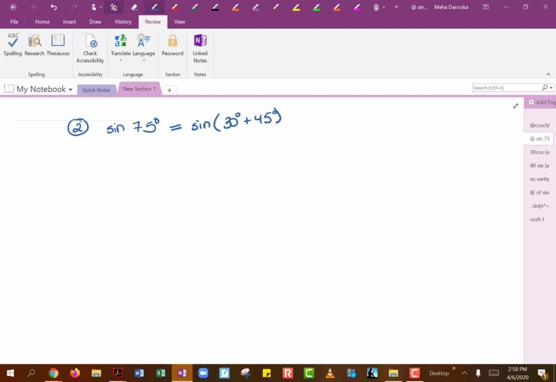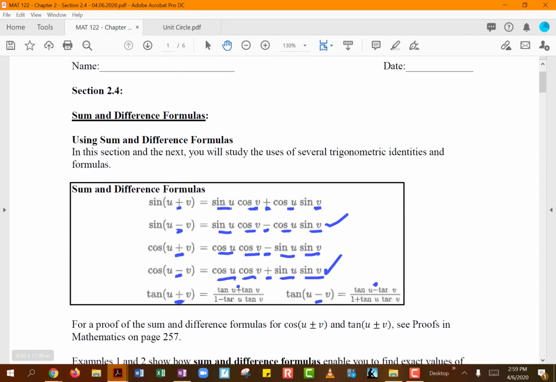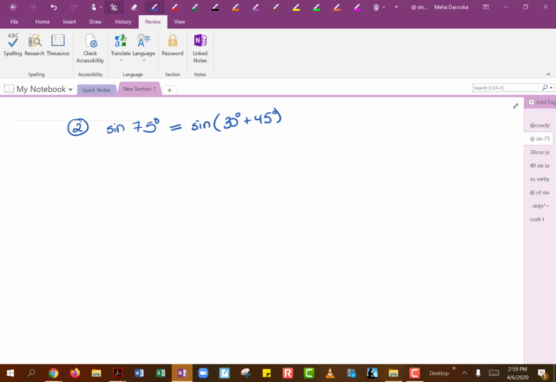Okay, so using the sine of u plus v formula, which is going to be this first one here, that's sine u cosine v plus cosine u sine v. So let's go ahead and write this down. Sine of 30 degrees cosine of 45 degrees, and then this will be a plus sign because the sine function keeps the same sign as what you have inside the parentheses, and then of course this will now become cosine of 30 degrees multiplied by sine of 45 degrees, right?